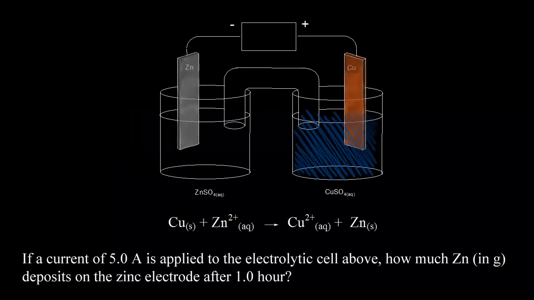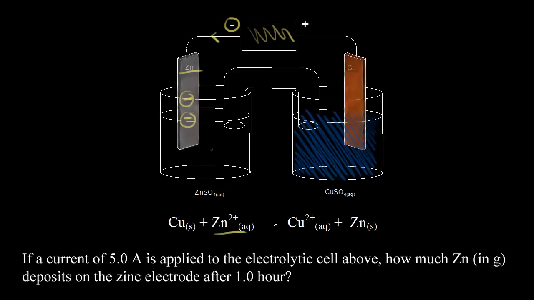Here's the electrolytic cell we talked about in the previous video. Remember, an electrolytic cell uses current to drive a non-spontaneous redox reaction. So we need an external voltage source, and so here's our battery. We know electrons come from the negative terminal of the battery, and electrons are forced onto the zinc electrode.